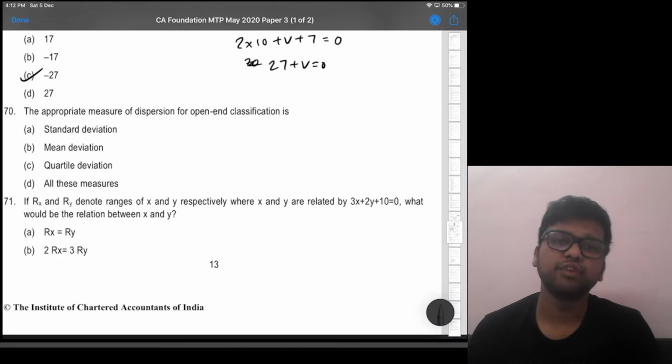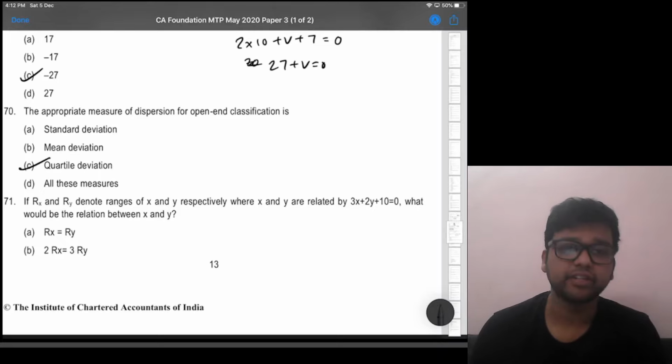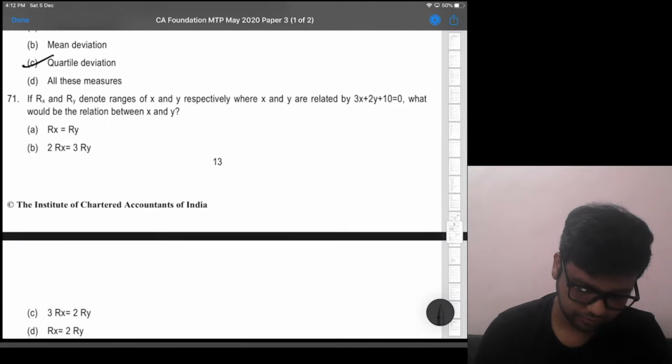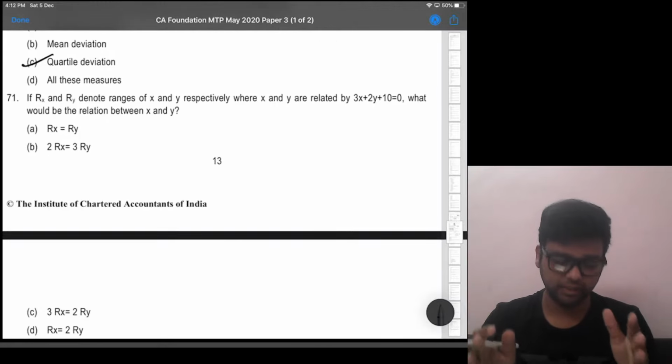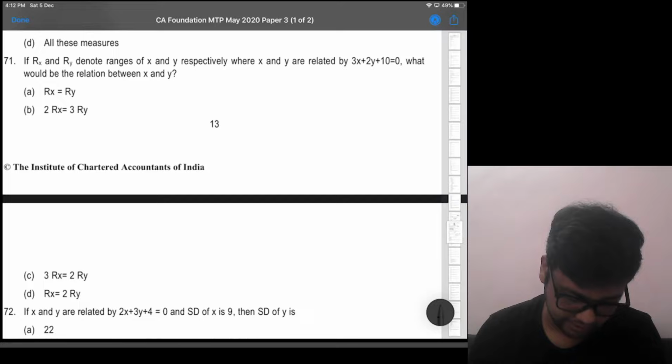Appropriate measure of dispersion for open end classification, again quartile deviation, because we don't need the ends. It is just Q3 minus Q1. Okay, Q3 minus Q1. Next.